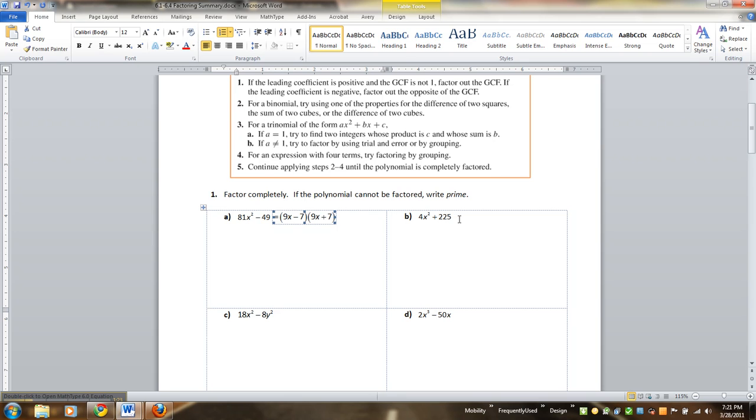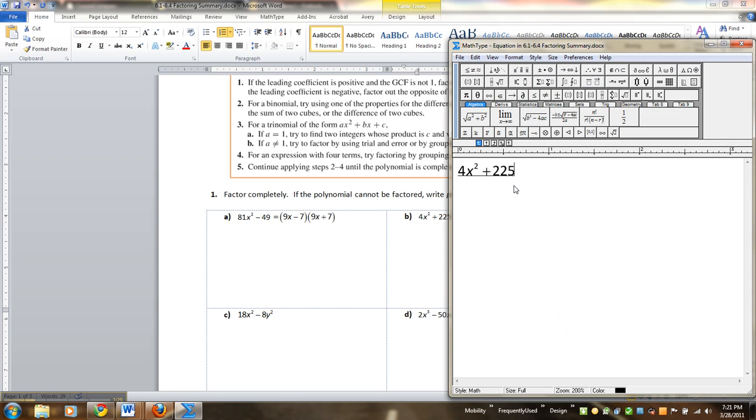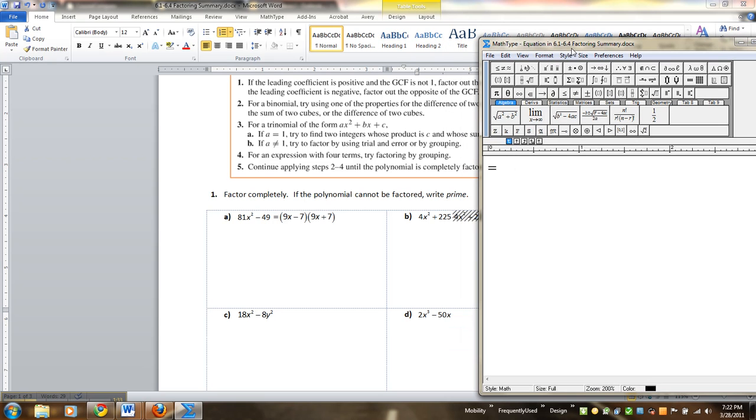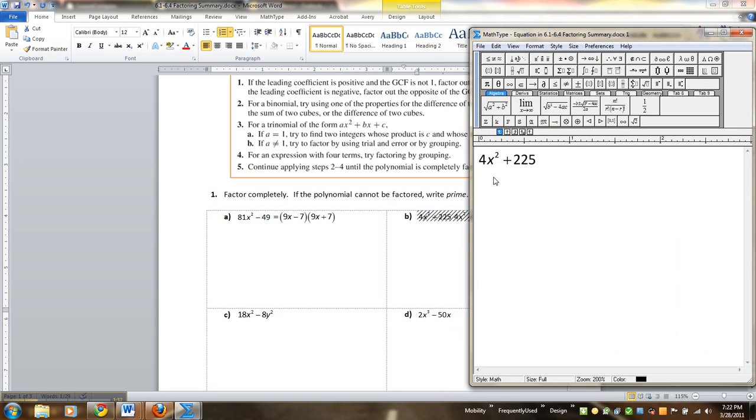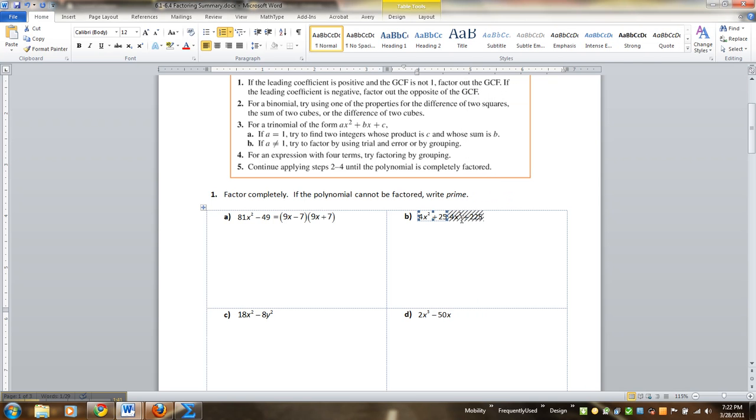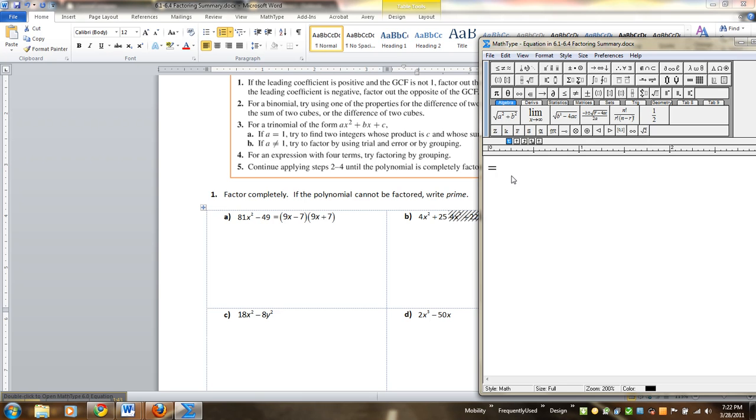All right, so let's do it again. What if it's this one right here? Okay, well, the sum of squares doesn't have those things. Sum of squares is prime. Oops, I actually meant 25 here, not 225. But even so, it doesn't really matter, because either way, it's still going to be prime. There's no way you could do it.